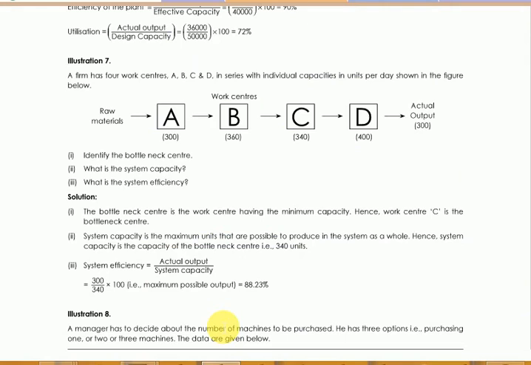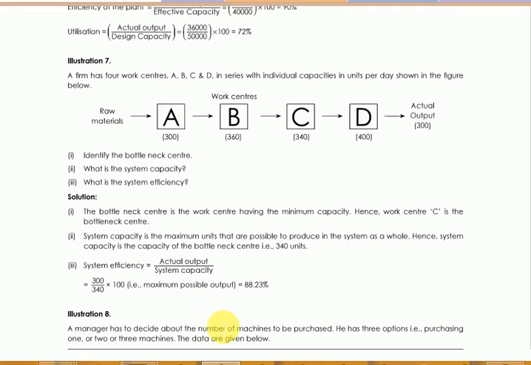output upon system capacity. We know the actual output. What is the actual output? It is 300, and we know the system capacity, it is also 300. So efficiency we can find out, it will come to 100%. Maximum possible output we can achieve is 100%. There is a slight confusion here regarding this.